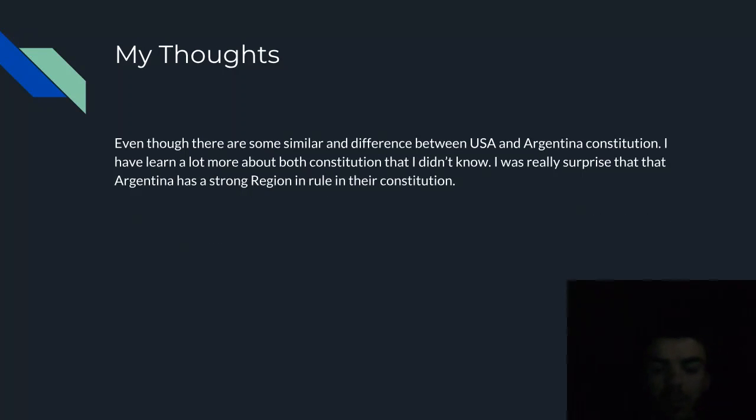So my final thoughts after looking at the USA Constitution and Argentina Constitution is that both of the constitutions were similar and had some differences. Like I said, a similarity that it had was both the constitutions started as "We the people." That caught my attention. I didn't know Argentina had that, to be honest. Also, I didn't know Argentina had a strong religion rule. They don't have freedom of religion like we have in the United States. So they have to worship a certain type of religion.